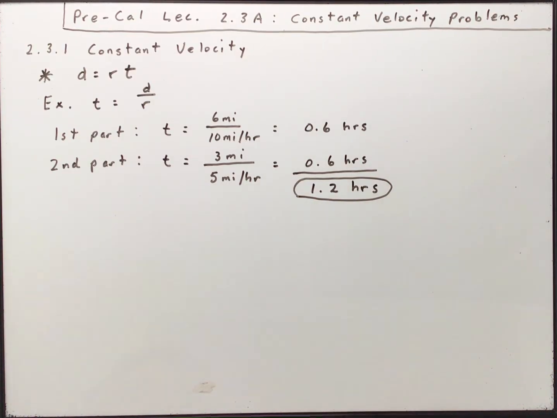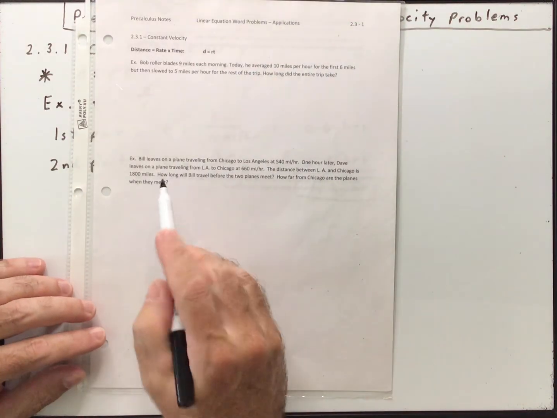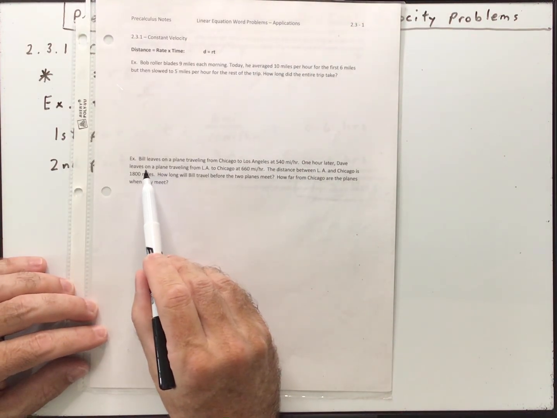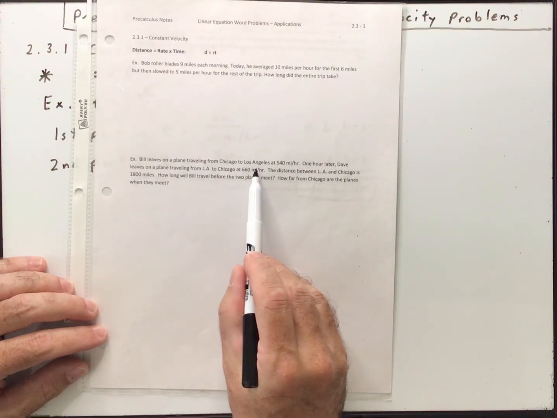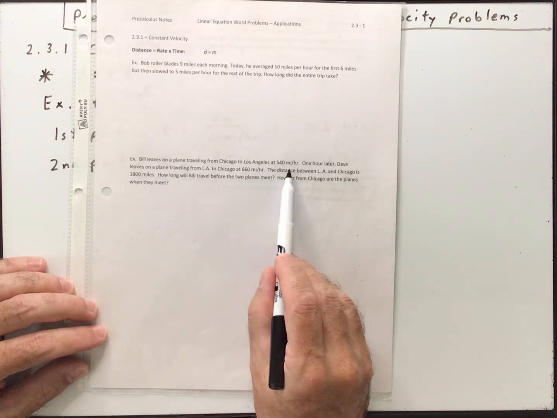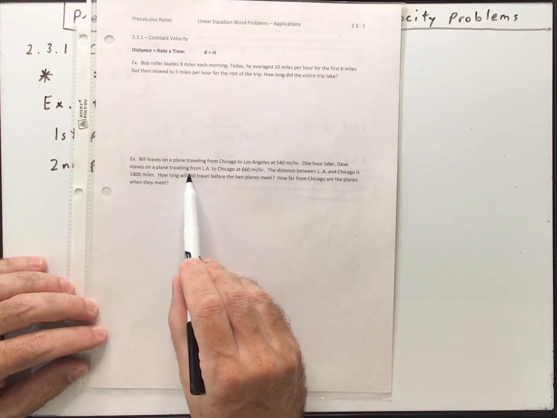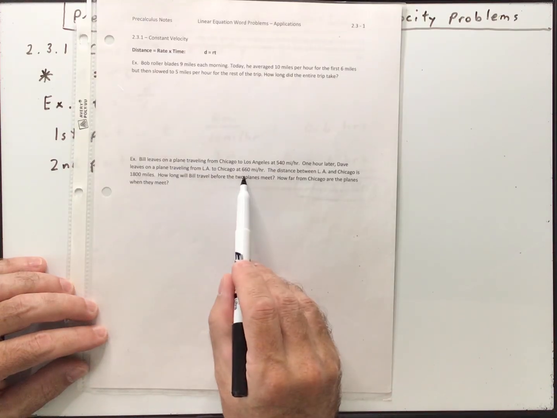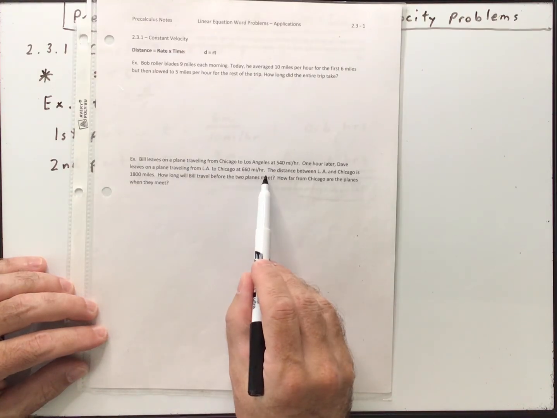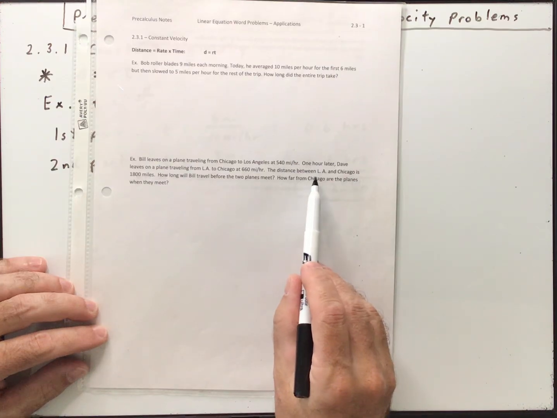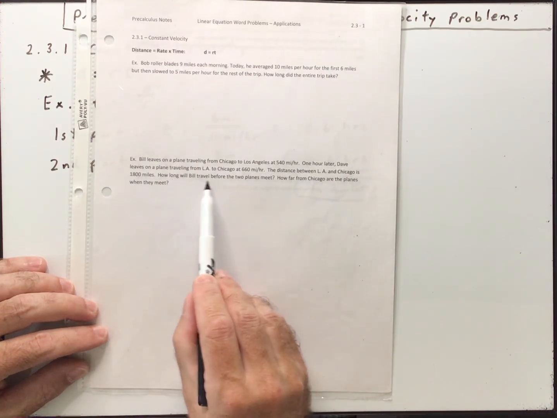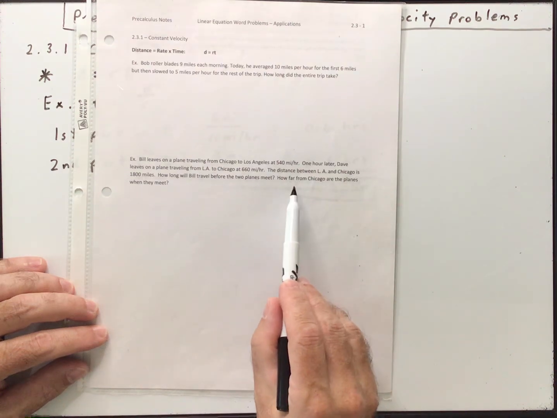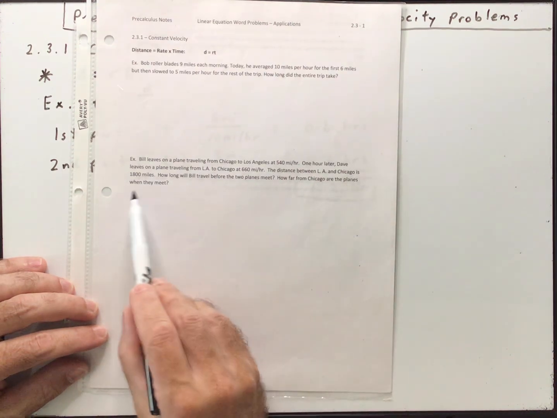So let's take a look at the second example. Little bit fancier. It says Bill leaves on a plane traveling from Chicago to Los Angeles at 540 miles an hour. 1 hour later, Dave leaves on a plane traveling from LA to Chicago at 660 miles per hour. The distance between LA and Chicago is 1,800 miles. How long will Bill travel before the two planes meet, and how far from Chicago are the planes when they meet?